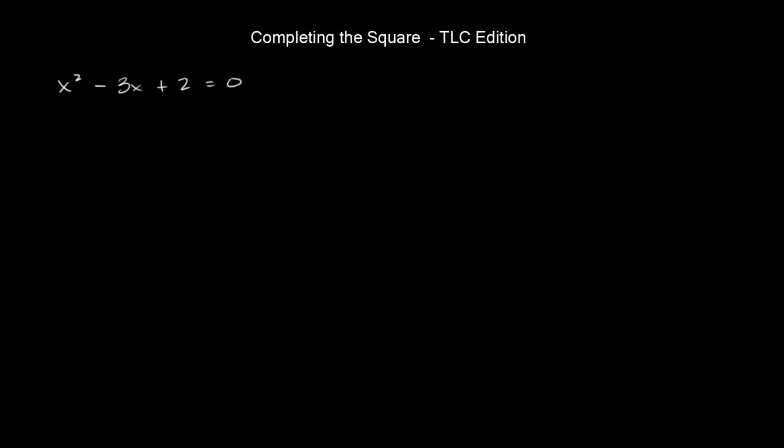So the first step is going to be to move the constant over to the other side. Mine will be a -2. And then copy everything over. Then add your plus blanks.